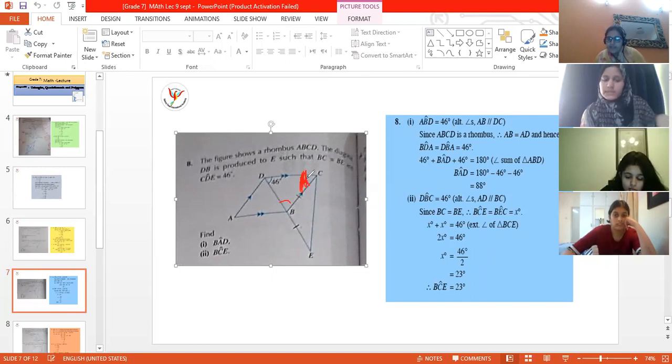Here, Zaina, two angles are unknown. Here he is saying find BAD. The angle A can be easily solved with the help of alternate angles, right? But if he is saying CBD, then in order to find CBD, the angle C is also missing. How are you able to find the angle C?